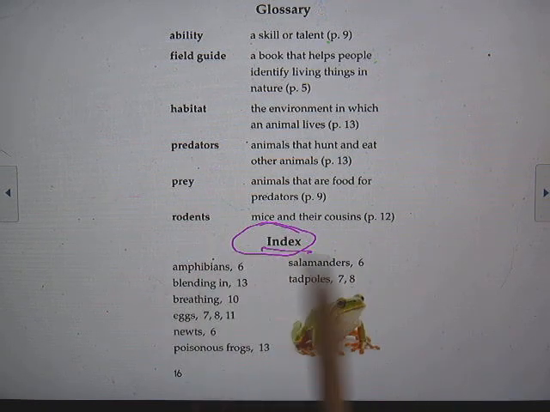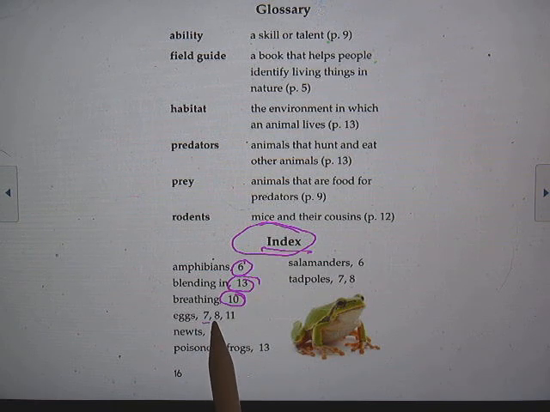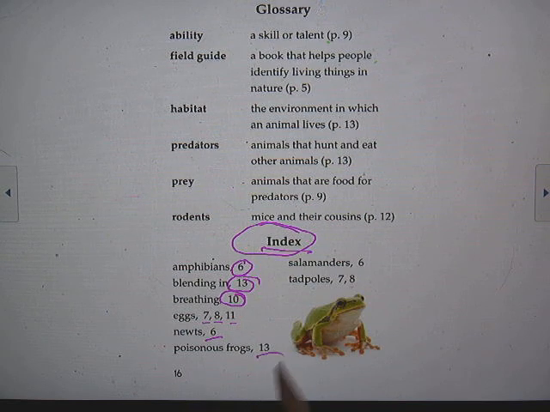Index, this is where you can look up something. If you want to learn about amphibians, page 6. Blending in, 13. Breathing, 10. Eggs can be found on 7, 8, 11. Newts can be found on 6. Poisonous frogs on 13. Salamanders on page 6. And tadpoles are on both 7 and 8. All right, so some of these words can be found on multiple pages.